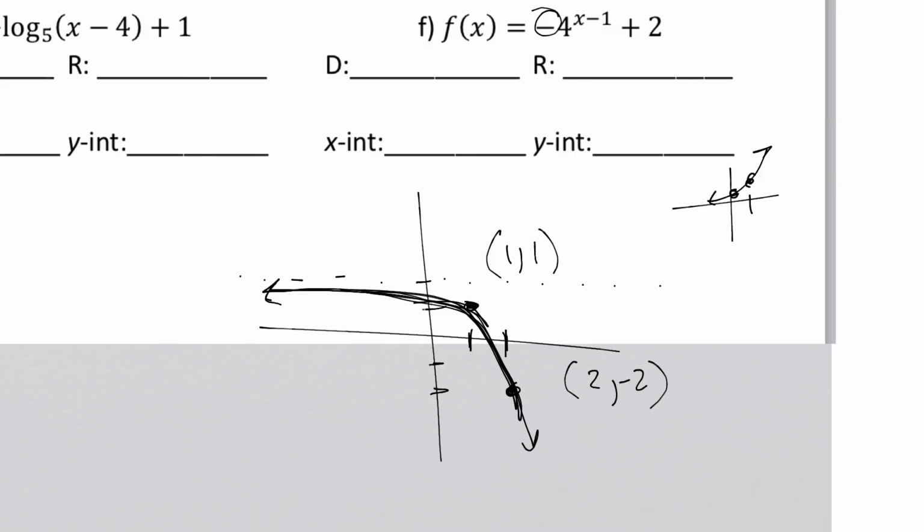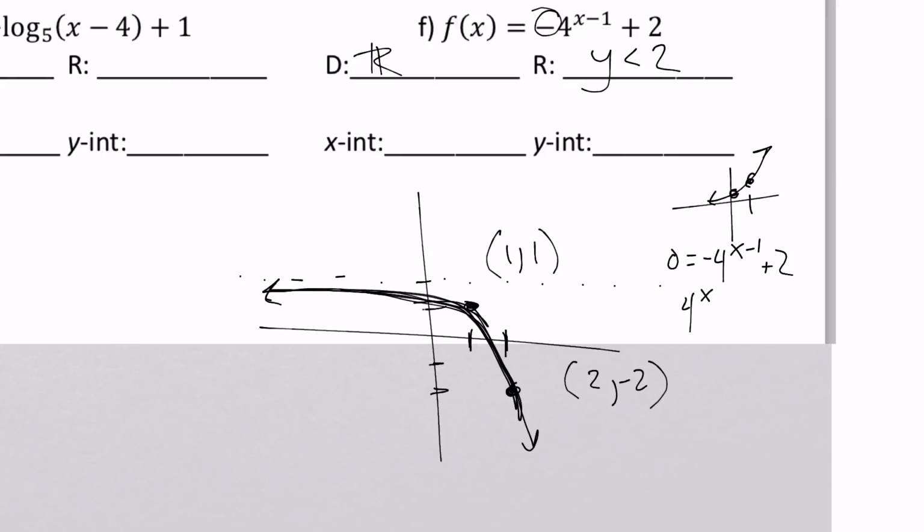Domain is going to be all real numbers. Range is going to be all y values that are less than 2. X-intercept, we should probably find that algebraically since we're not superheroes. So what is an x-intercept? An x-intercept is when y is 0. So set the equation equal to 0. So 0 equals negative 4 to the power of x minus 1 with a plus 2. And solve this thing for x.